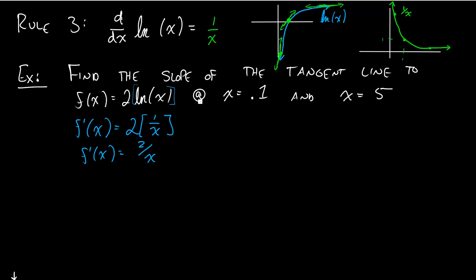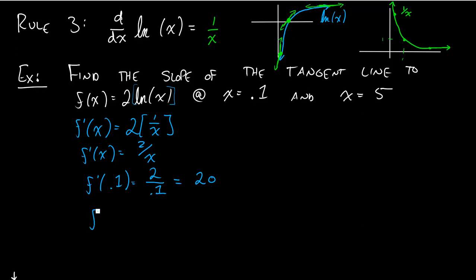Now if we want to find the slope of the tangent line at 0.1, the slope of this line that I was drawing here, we would plug 0.1 into f prime. So f prime of 0.1 is equal to 2 divided by 0.1, which if you work this out, is equal to 20. So a very, very strong positive slope.